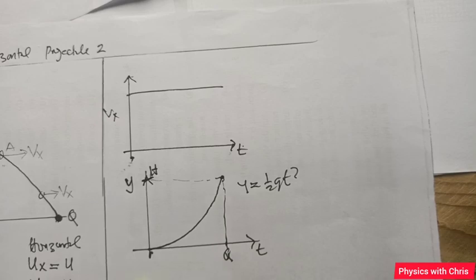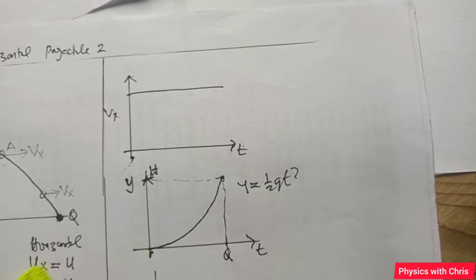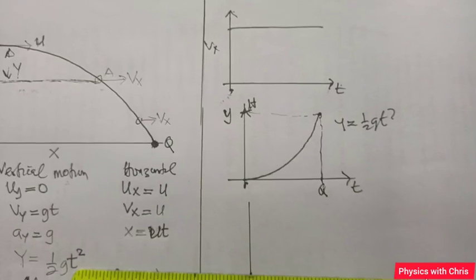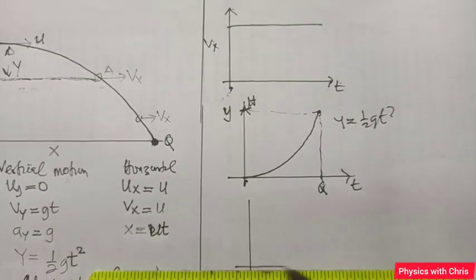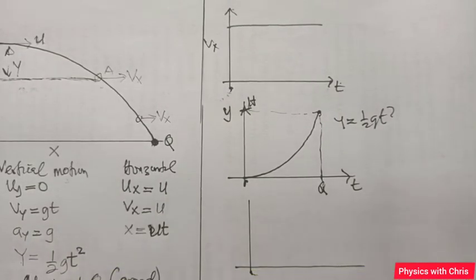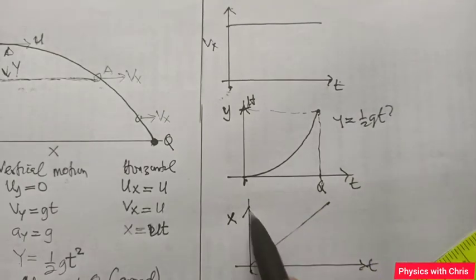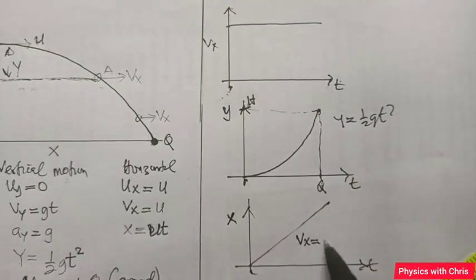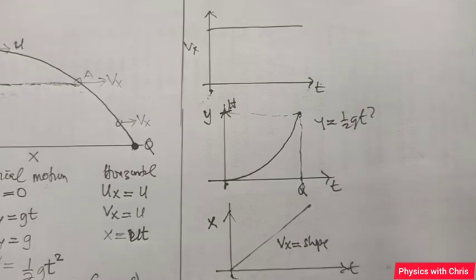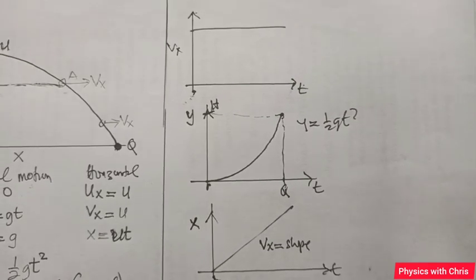Okay, so how does x vary with time? The horizontal distance covered, the horizontal displacement of the body, how does it vary with time? We have this is distance, this is time, and it varies this way. Because the velocity is constant, Vx is the slope of the graph, so x varies linearly with time. Alright, so the acceleration is constant for the vertical direction, and for the horizontal direction, the acceleration is 0.